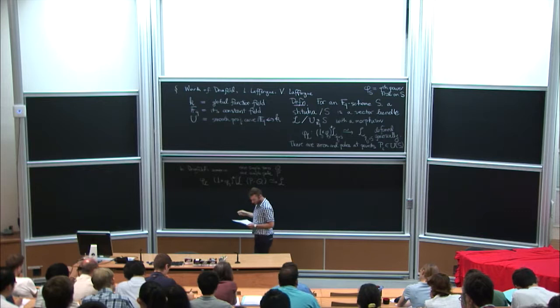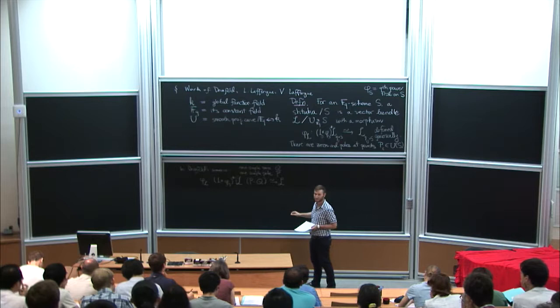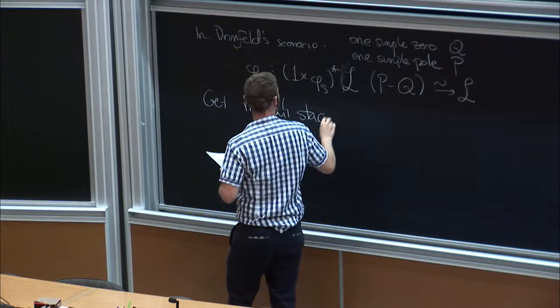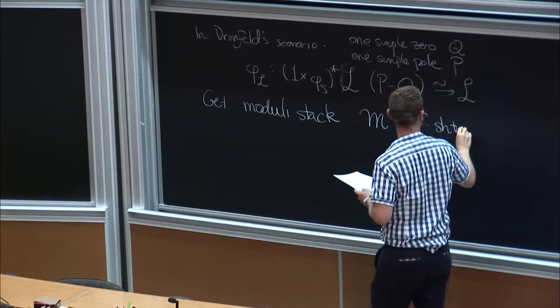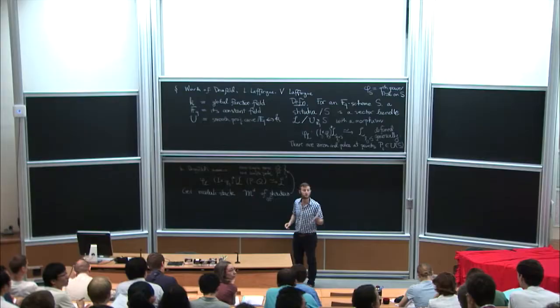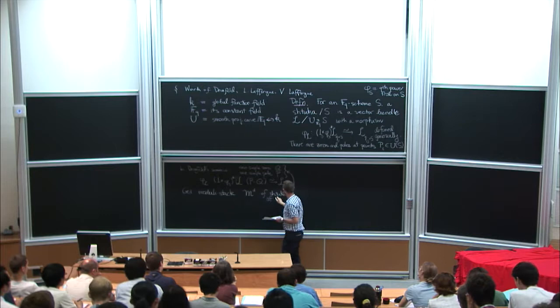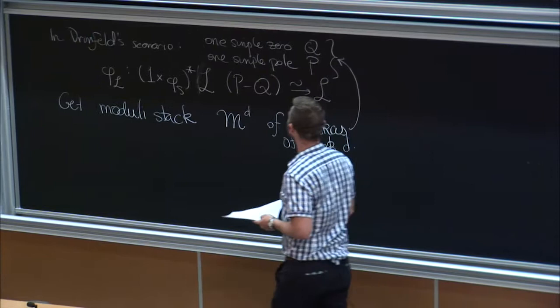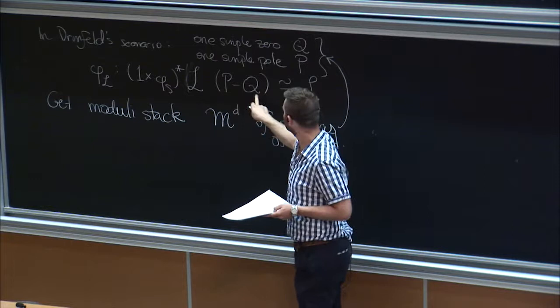So he considered the moduli stack of these objects, these L's, where the P and the Q really are allowed to vary. I called this M_D, the stack of stukas in this situation, where there's one simple zero and one simple pole, where D is the rank of L. And I can just forget about the L and capture just the P and the Q, and this gives a morphism from M_D to U cross U.